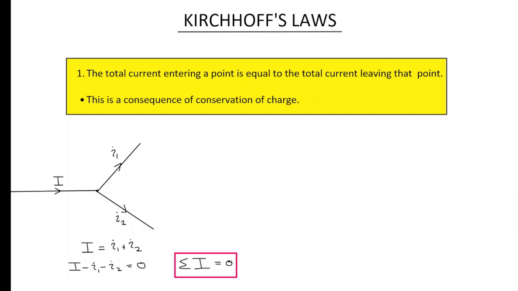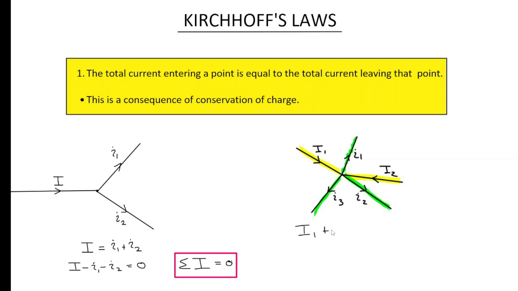Now let's consider a slightly more complex situation. Here you have another diagram where it's not as straightforward as the first one, but for convenience, I just marked the currents flowing into the point. I colored them with yellow, and the currents flowing out of that I marked with green. So you can write capital I1 plus capital I2, those are the currents that are going in, is equal to lowercase I1 plus lowercase I2 plus lowercase I3.